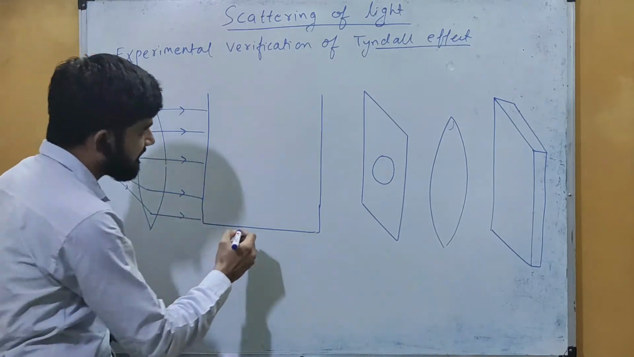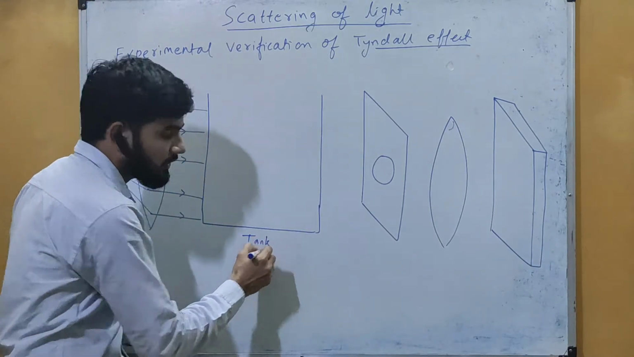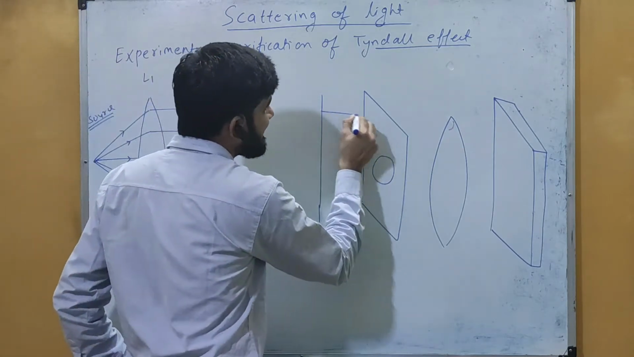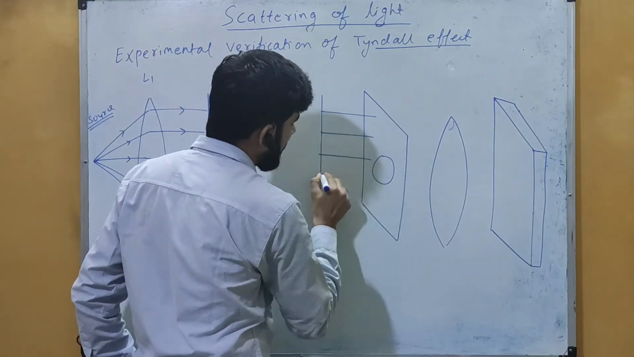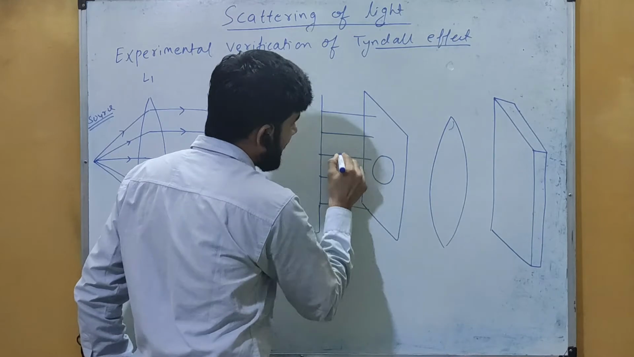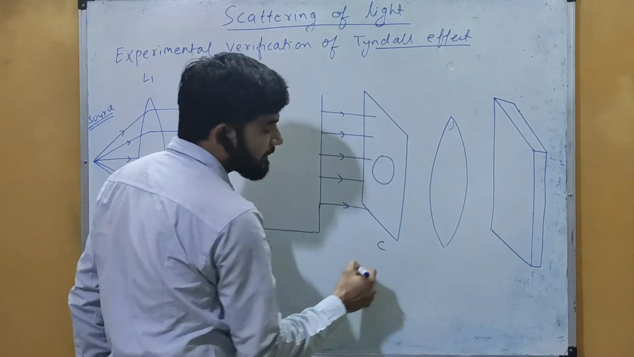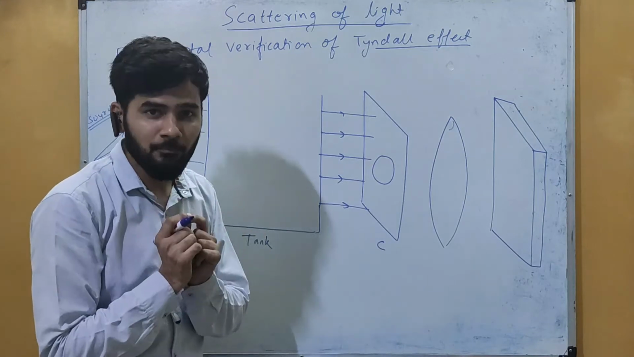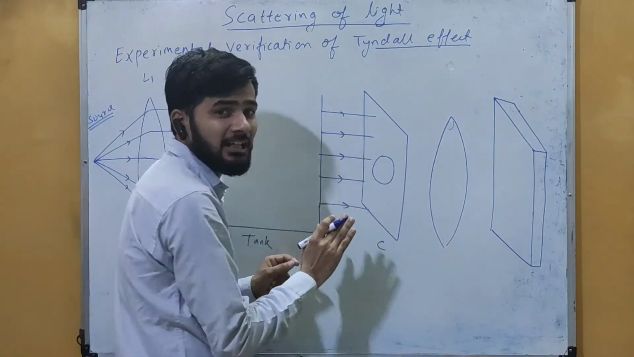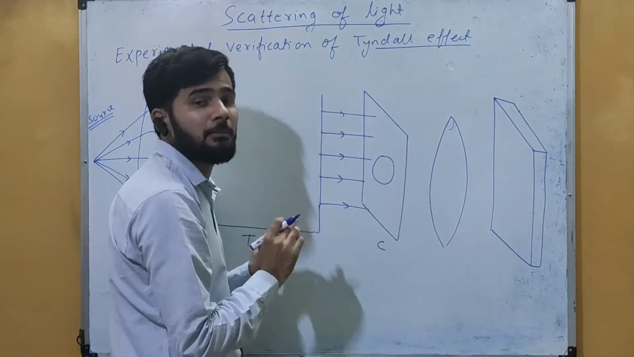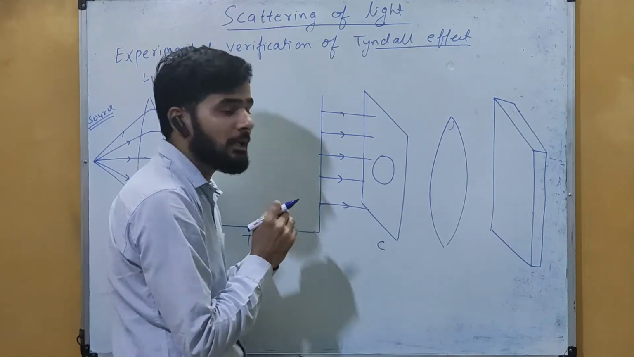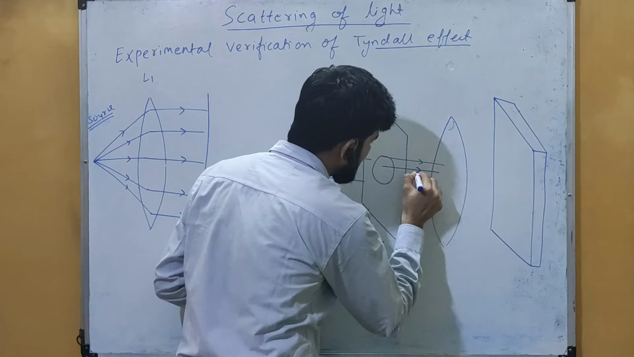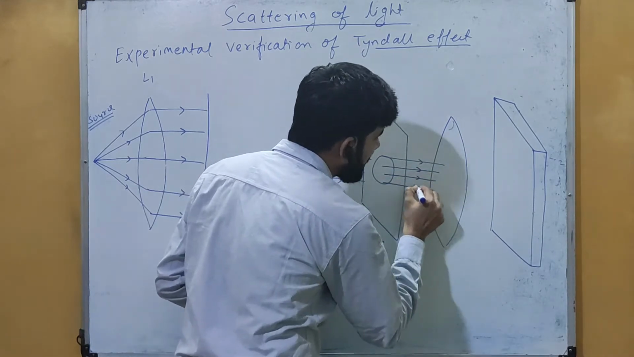Now here we have the tank. The light will pass through this tank, and after that it will move outwards from the tank. Now here we have a cardboard C, and in that cardboard we have a small hole. The light will be stopped by the cardboard, but through the hole the light will pass, and these rays will be parallel to each other.